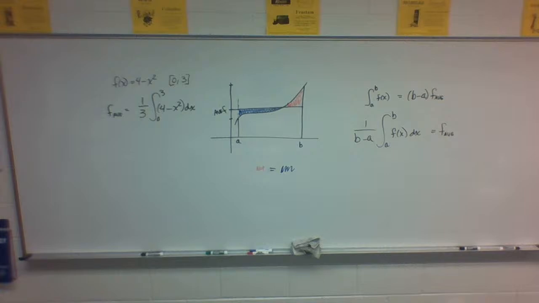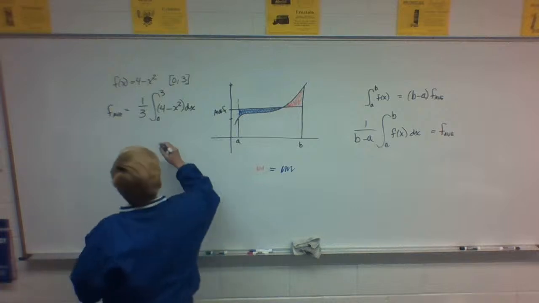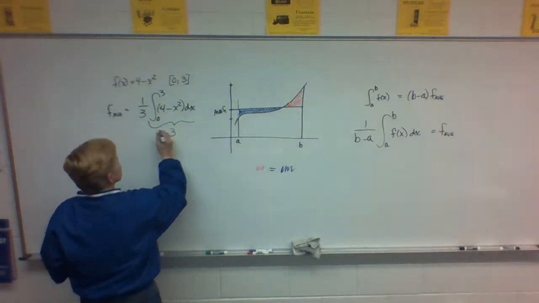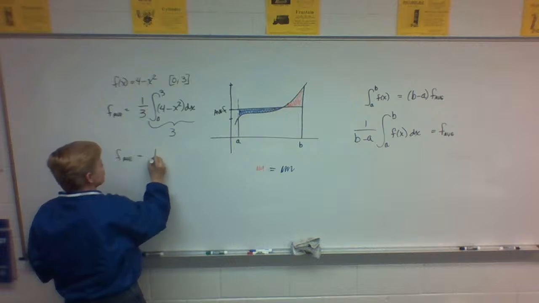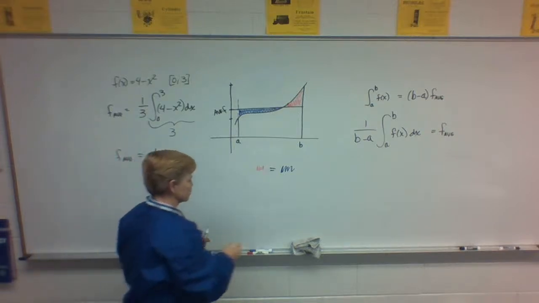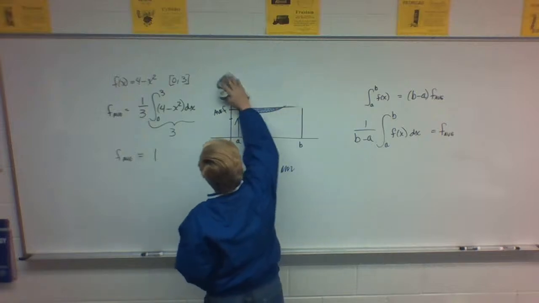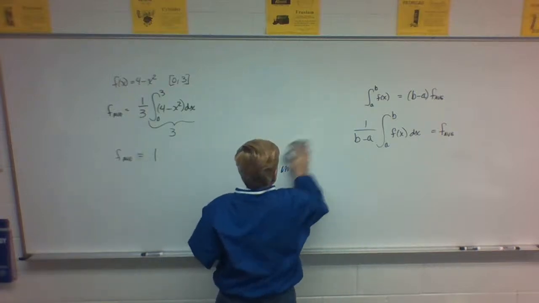What is it? This right here, when you evaluated it, was just 3. Divided by 3 is 1. So f average is 1. What does that mean? Well, let's take a look at the graph of this actual function and see what it means now that we have something that's not just made up.